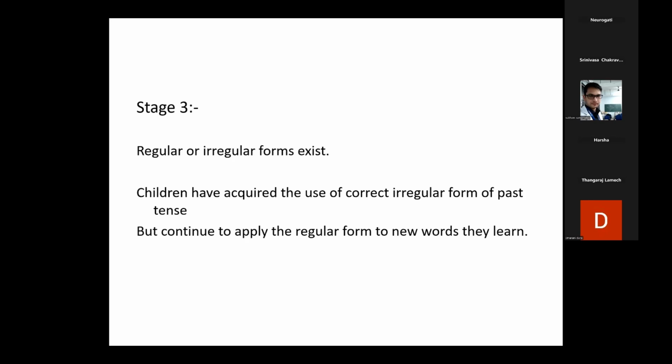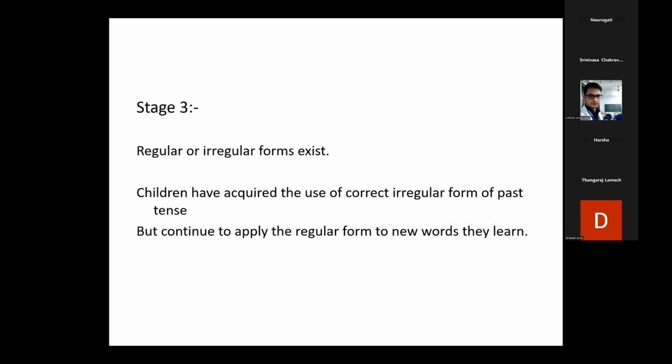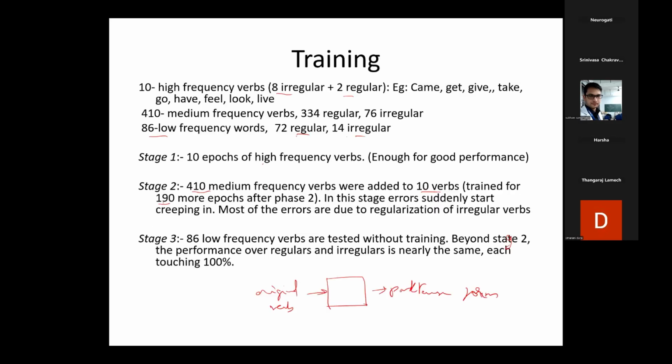In stage 3, again, their vocabulary increases further. So then they sort out this problem and learn to use the proper ending for these commonly used irregular verbs, and also start using the regular ending for all the regular verbs. This happens at the third stage. People have thought of this phenomenon for a long time and came up with all sorts of rules and theories of how children learn or how they make these mistakes. But with the advent of neural networks, they trained a neural network on the same problem, and the neural network also starts showing the same mistakes.